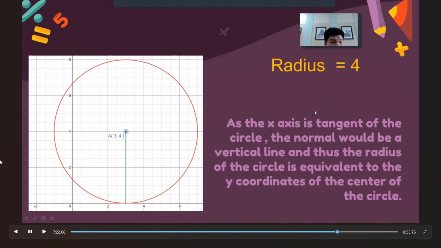With the same thought process from the slide before, but with the tangent line on the x-axis, the radius will be the normal from the point of intersection to the center, equivalent to the y-coordinate at the midpoint of the circle.